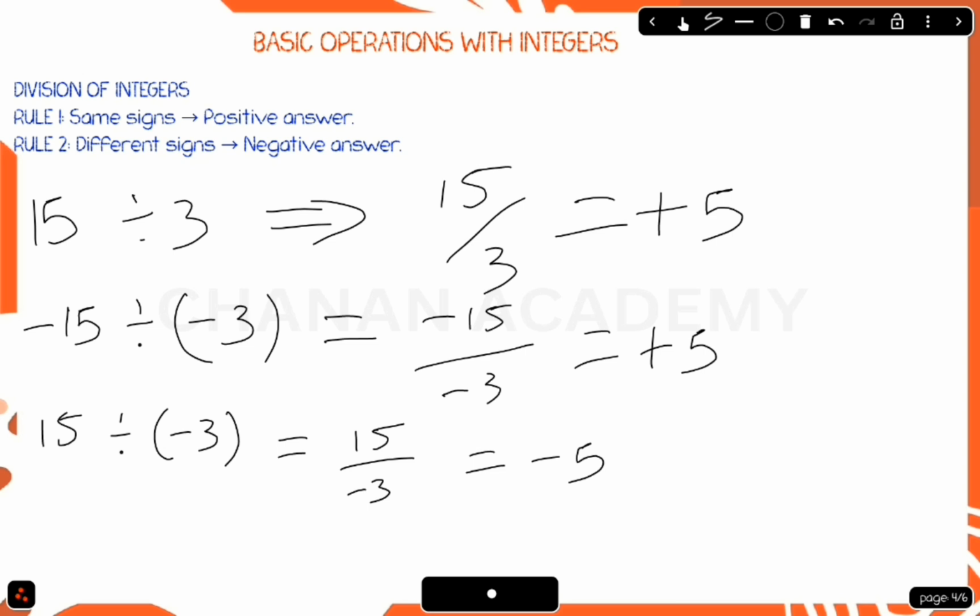Okay, let's try the last one. Negative 15 divided by 3, which can also be expressed as negative 15 all over 3. Our result is negative 5.